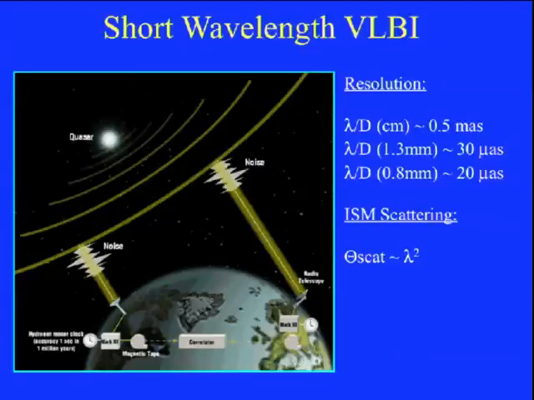So you record them faithfully on magnetic media, and then you bring them together at a central correlation facility to compare what you recorded here and what you recorded here, and you measure essentially a Fourier component of the brightness. You can think about these two dishes as a Young's double slit experiment, but run in reverse.